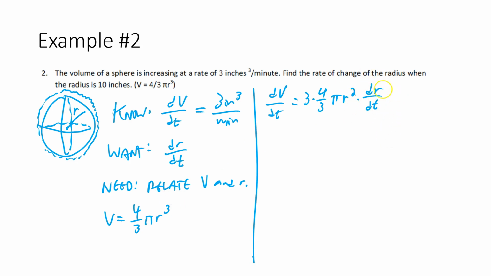You'll notice I'm using Leibniz notation for all of these. That's because for this dr/dt, it's weird to write r prime, because we're introducing a new variable, right? There are no t's in the original equation, and now I'm differentiating everything with respect to time.